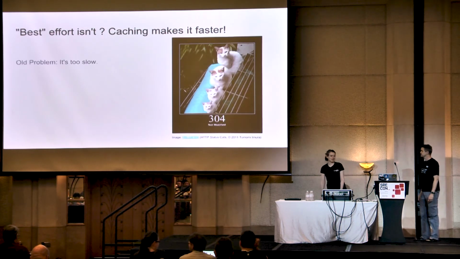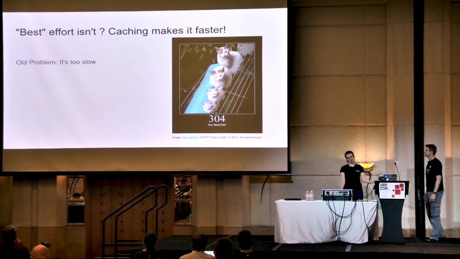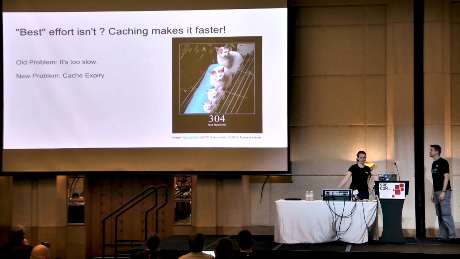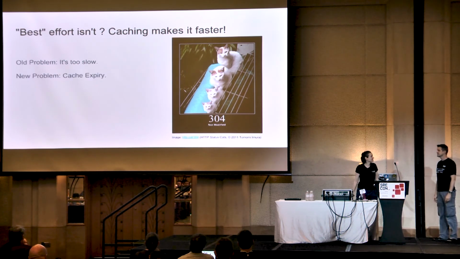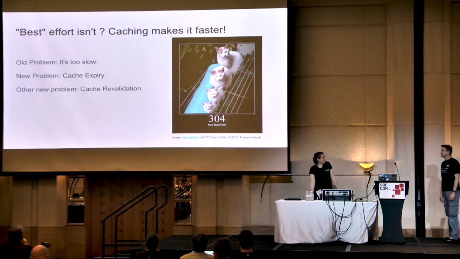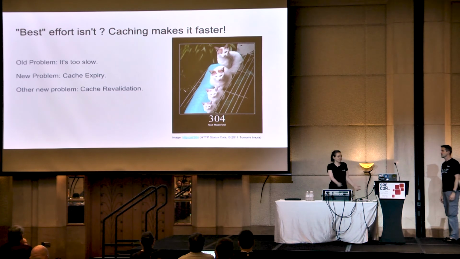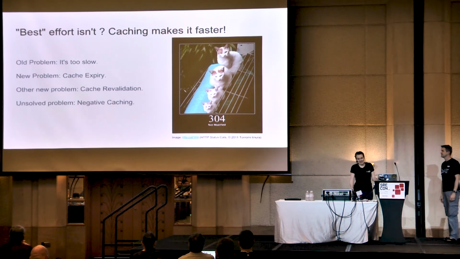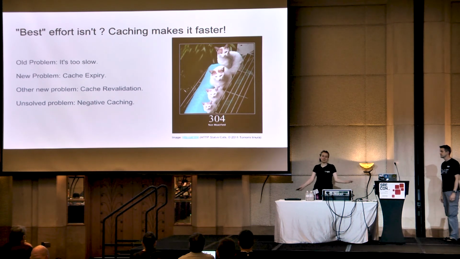So caching makes it faster. So your old problem was your service was slow. So you add caching. Now your new problem, cache expiry. What do you do about that? And when do you do it? Other new problem, cache revalidation. Still a problem, and hasn't been solved by your caching, is negative caching. So if you don't get an answer, what do you do?